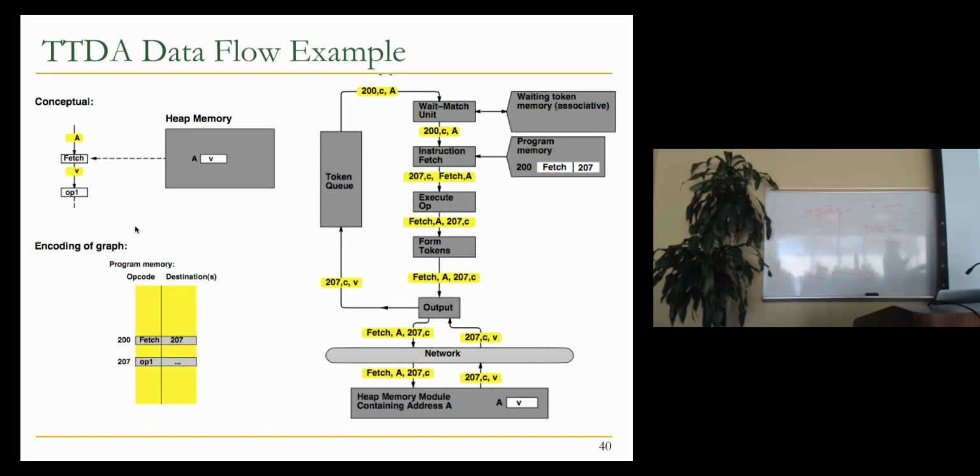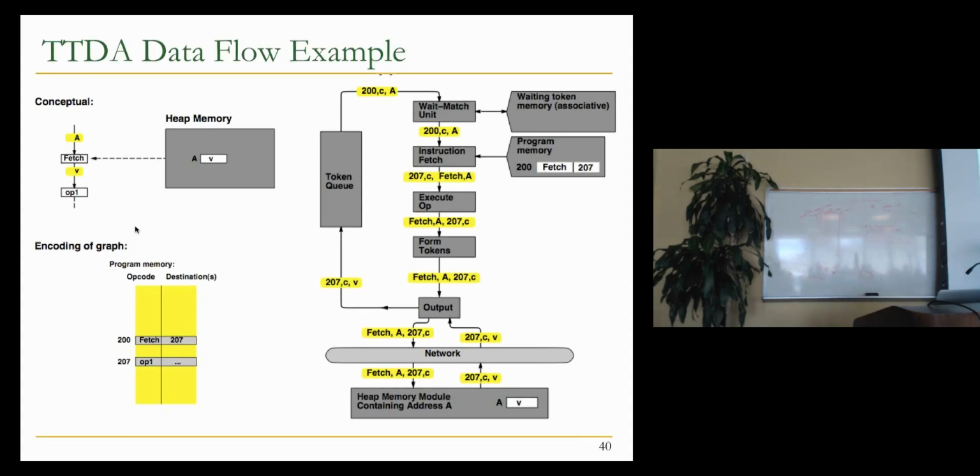In this case, you don't have any other operand, so you bypass the waiting token memory because it's a single operand, unary operator. Then you can fetch the instruction at 200, which says fetch at address A. Execute op is a no op, basically. You form a fetch token that gets output into the network, or memory, and you wait for memory. This is a packet that enables you to wait for memory. You fetch from address A with context C, and the destination is 207, which is the destination instruction. You can think of this as the load, and this as the operation that needs the value from the load.